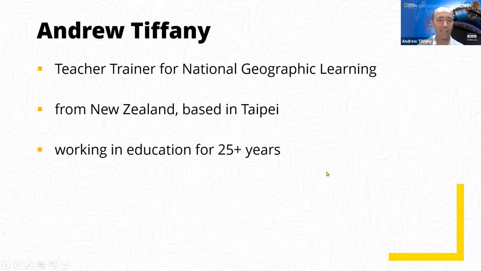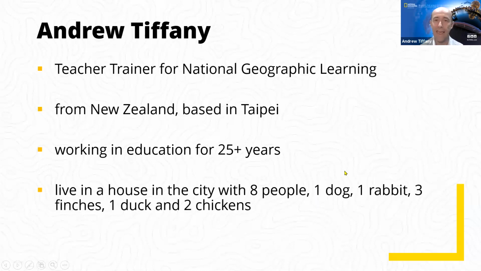And a little fun fact about me is that I live in a house in the city of Taipei, with 8 people, a dog, a rabbit, 3 finches, a duck, and 2 chickens. So yeah, there's a lot of animals in my house. My sister-in-law wanted to be either a vet or a farmer. I'm not quite sure, but we have a lot of pets. So there you go, a little fun fact about me.